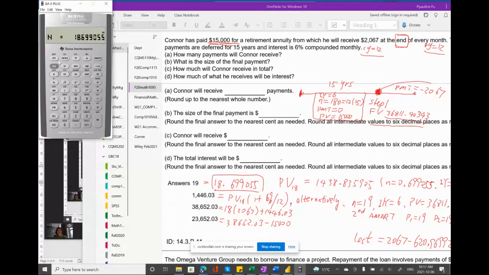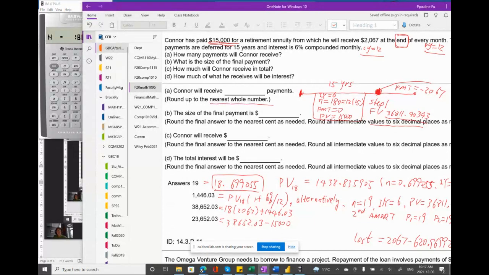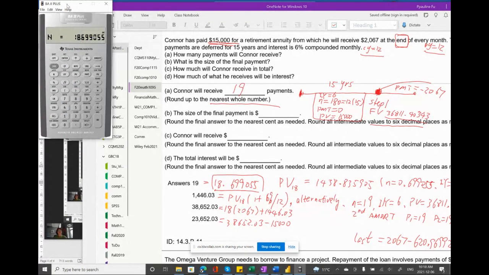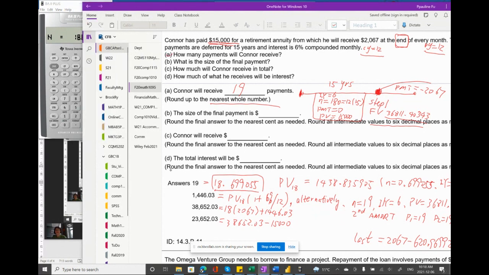All right. So question A asks you to round to the nearest whole number. So 18.699 rounded to a whole number is 19. Any questions? This is question A. We did question A. Question B.